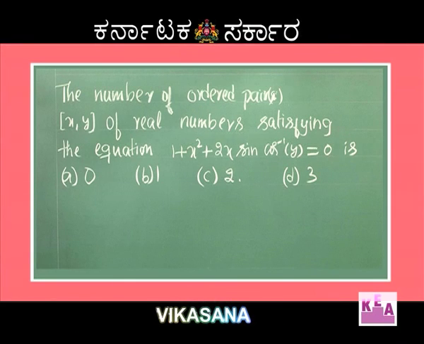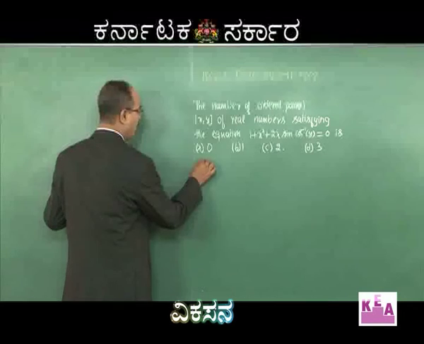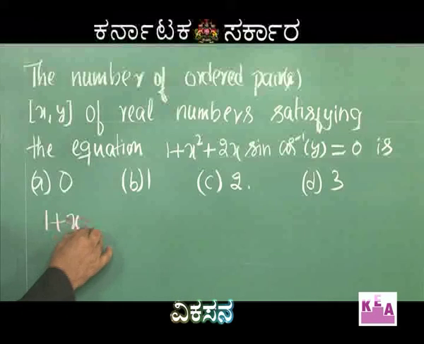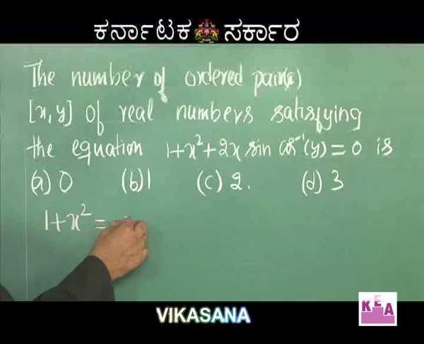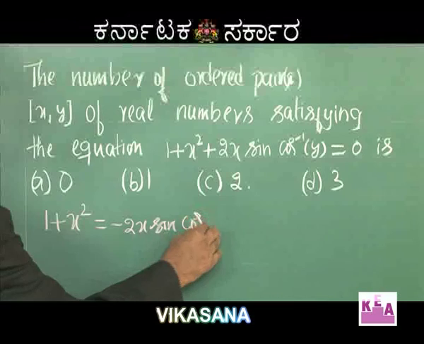Look at the question, dear students. The number of ordered pairs (x, y) of real numbers satisfying the equation 1 plus x square plus 2x sine of cos inverse of y is option A 0, option B 1, option C 2 and option D is 3. Look at this, dear students. We have 1 plus x square is equal to minus 2x sine of cos inverse of y.